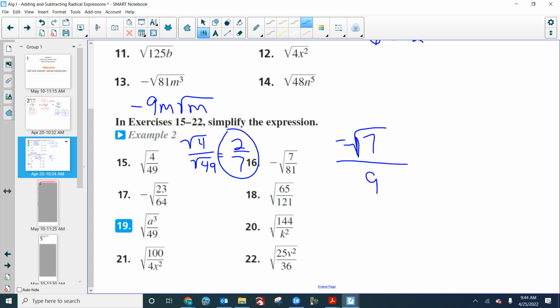I'll tell you, 19 is a little tricky. Not too bad. Try it. Again, think of it like this. Two problems. Little bit tricky just because it's a cubed. It's not a perfect square. Just be careful with that one.